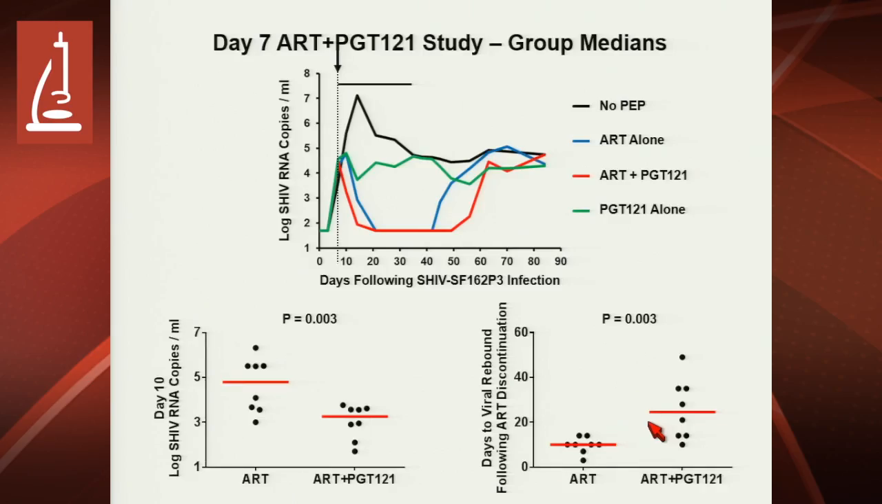So this is just a summary of that data. These are the group medians showing the courses of the no intervention group shown in black, the antibody alone group in green, and the suppression and rebound seen with ART alone in blue, and the faster suppression in the combination group shown in red and quantified here, and the delayed rebound shown here in red compared with blue. The delay was about 2-fold, from about 10 days to about 24 days, so about 2.5-fold the rebound time. So clinically probably not significant, but this was a statistically significant result, perhaps one that can be built on.